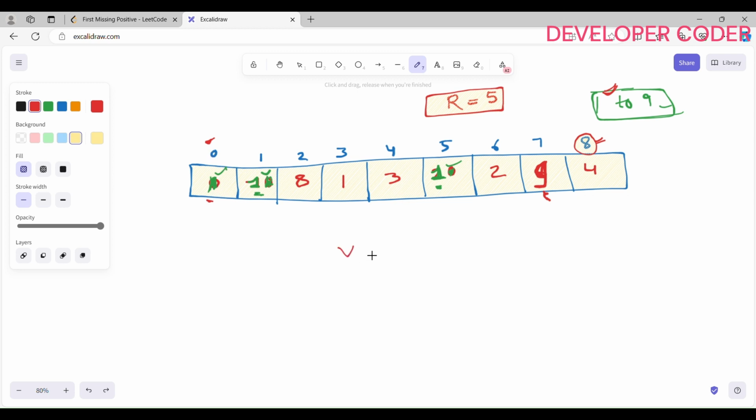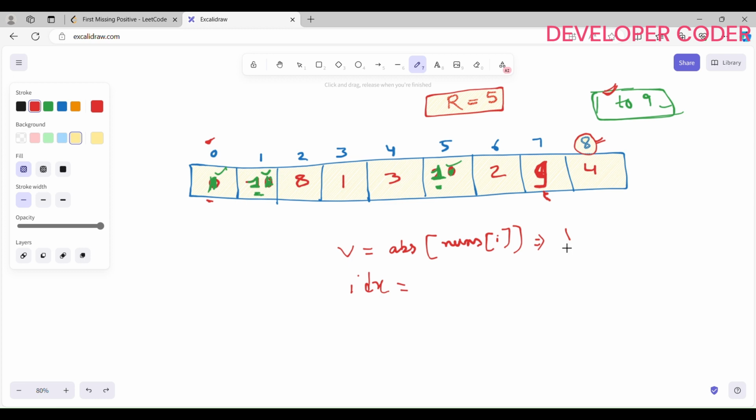Here I am taking the value, and the value is going to be my absolute value. So what is the absolute of nums of 0? This is nums of 0 only, because initially I am starting from i equal to 0, so I am writing nums of i here. What is the result here? The value is 1.